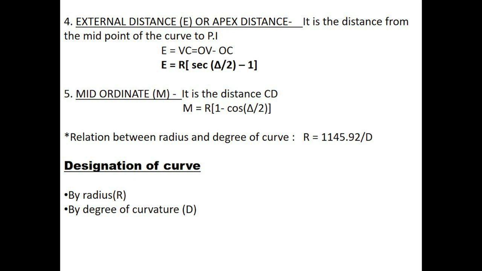Then next comes the relationship between the radius and degree of the curve. The expression is R equal to 1145.92 by D, where D is the degree of the curve. Designation of the curve: the sharpness of the curve can be expressed in terms of radius and in terms of degree of curvature.